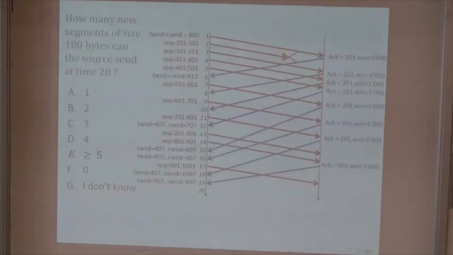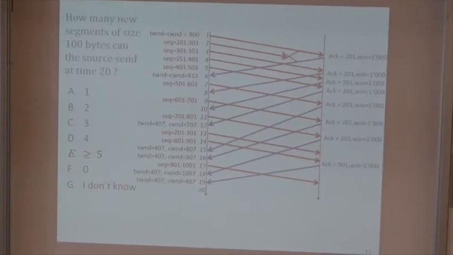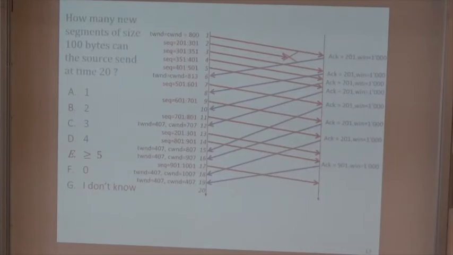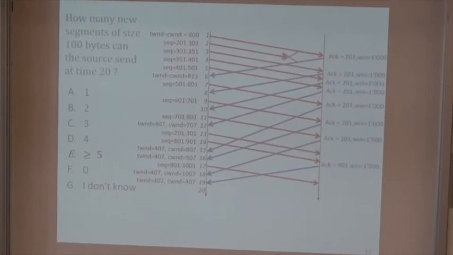For example, at time 20, question to you, what will this source be able to send? I close the poll in 5 seconds. And I have a majority of D, which, if I am not wrong, is wrong. Of course, it's hard to put yourself into the mind of a computer running TCP, but let's try.